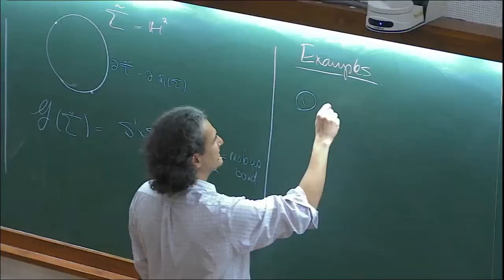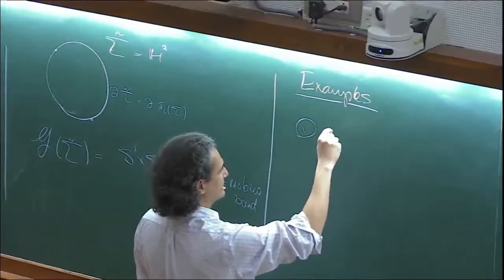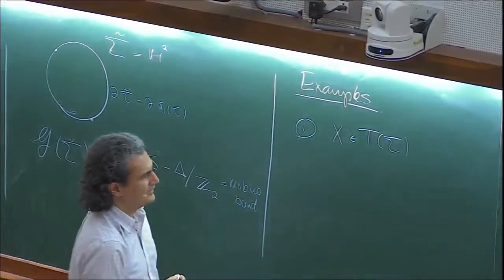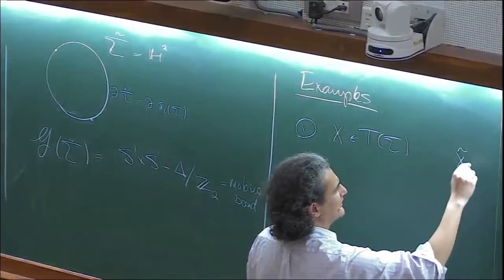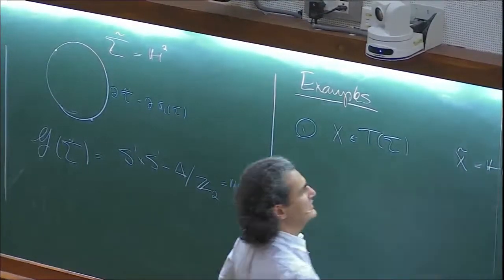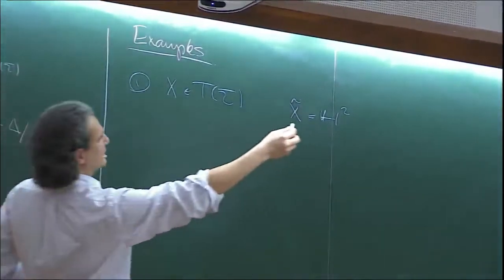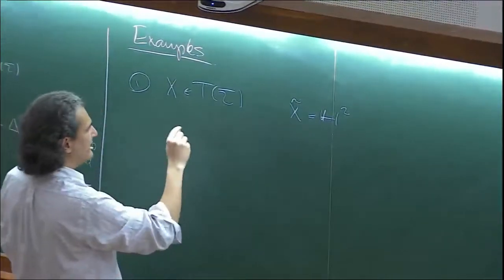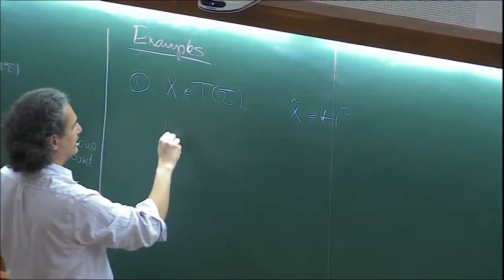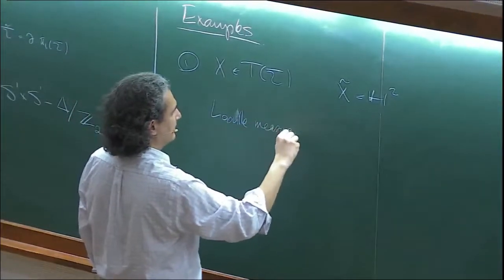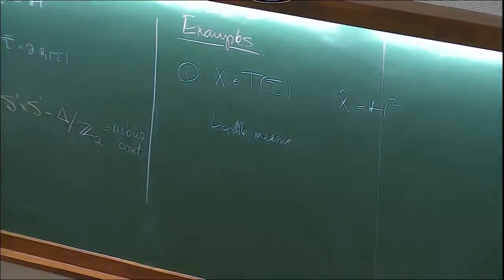So let me just give some examples. This kind of sounds abstract. One good example is the Liouville measure. So if I pick X in the Teichmüller space of sigma, then the universal cover of X is H2. So this is a specific identification of the boundary of pi 1 of sigma with the boundary of H2, as I just mentioned. Then here I can define the Liouville measure, a measure on the space of geodesics, defined as follows.